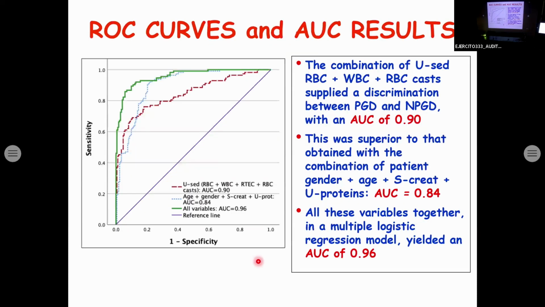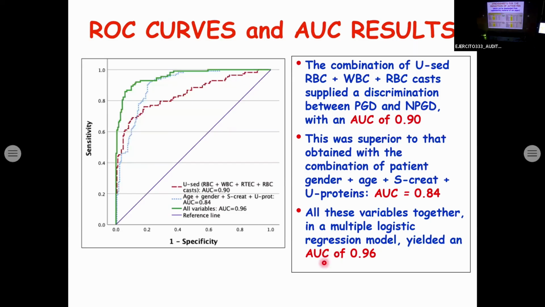At this point, we were able to create these ROC curves with AUC results, which say that the combination of urine sediment red blood cells, white blood cells, and red blood cell casts supply discrimination between the two types of diseases with an AUC of 0.90. This was superior to that obtained with a combination of patient gender, age, serum creatinine, and proteinuria, AUC 0.84. But if we put all these variables together, we can obtain an AUC of 0.96.